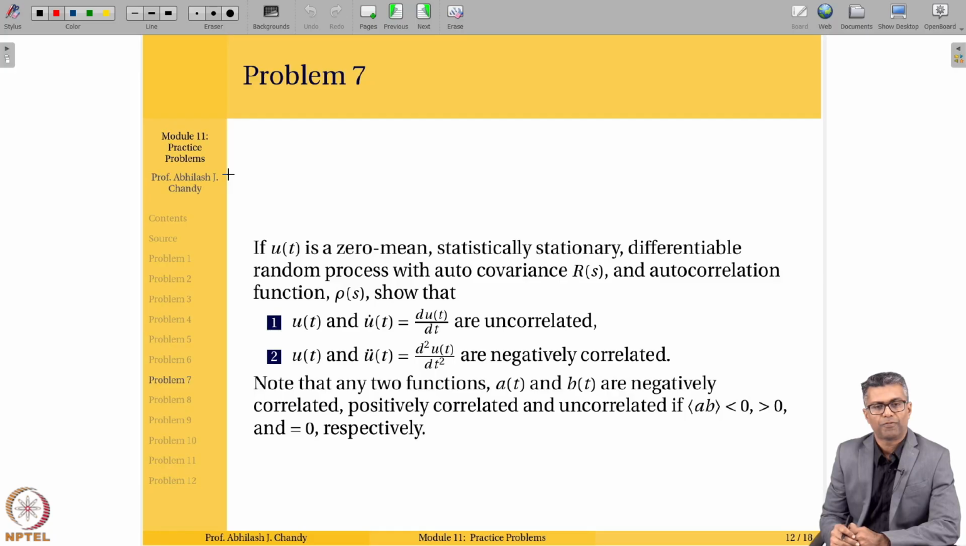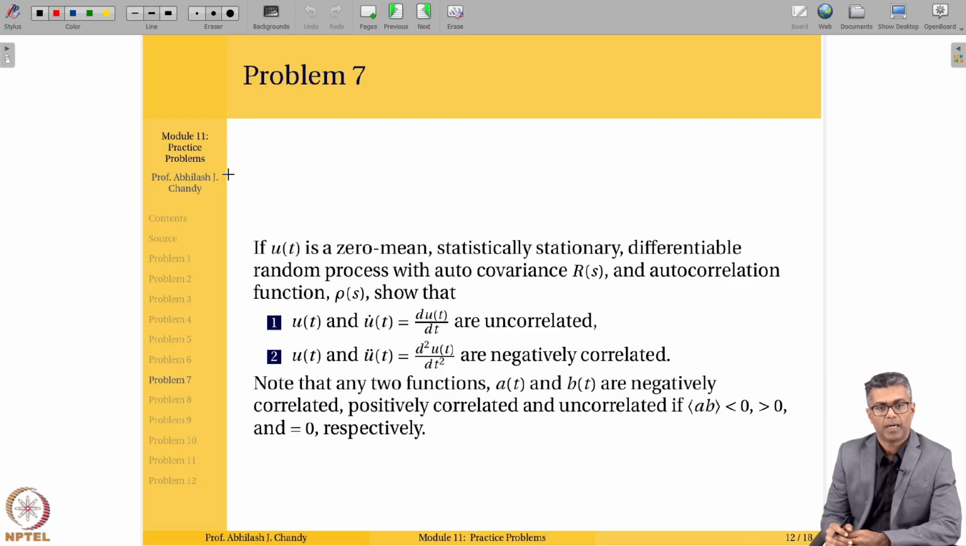Let's continue to work out some more problems. This is problem number 7. Here, if u(t) is a zero mean, statistically stationary, differentiable, random process with autocovariance R(s) and autocorrelation function rho(s), show that first part is u(t) and u dot of t, as in u dot of t is d/dt of u(t), are uncorrelated.